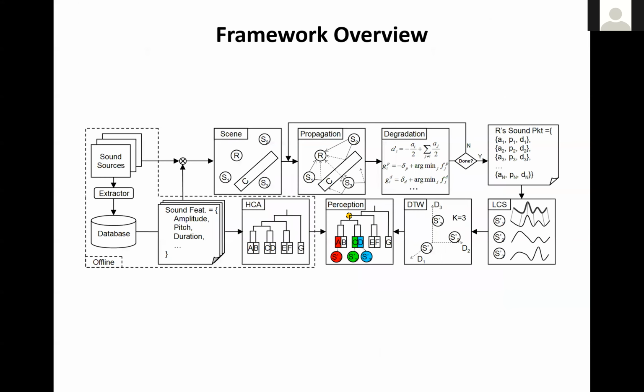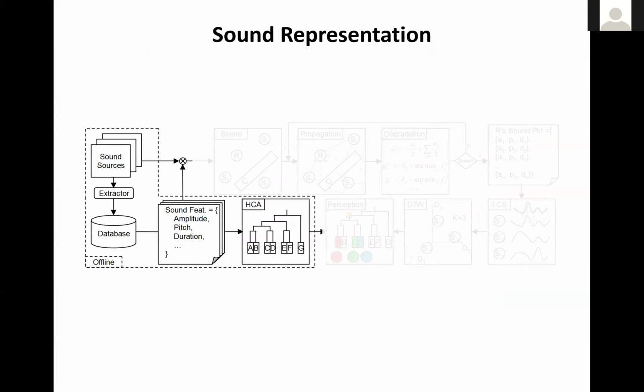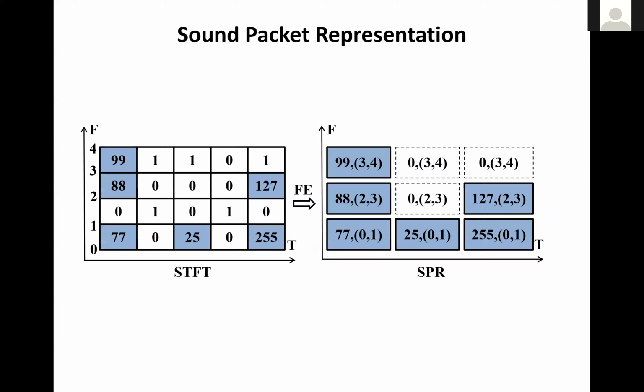So how does all of this work? There are three main stages to this framework. During an offline process, we take a continuous sound signal and adaptively discretize it in the time and frequency domain. This illustration on the left-hand side is the short-term Fourier transform of a sound signal. What we've done is come up with a more compact representation of that sound source, and we call this the sound packet representation. We're consolidating all of the sparse information in the Fourier representation into a more compact representation of sound.